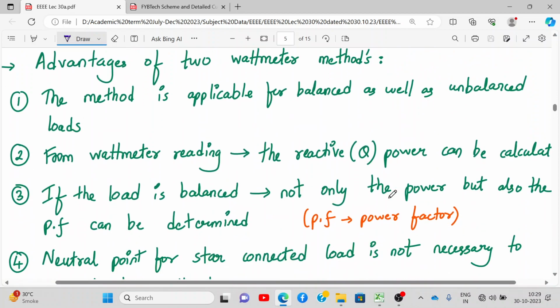Now, what are the advantages of the two wattmeter method? They can also ask you this in the exam. So the first advantage is that it is applicable for both balanced as well as unbalanced load. What do you mean by unbalanced load?